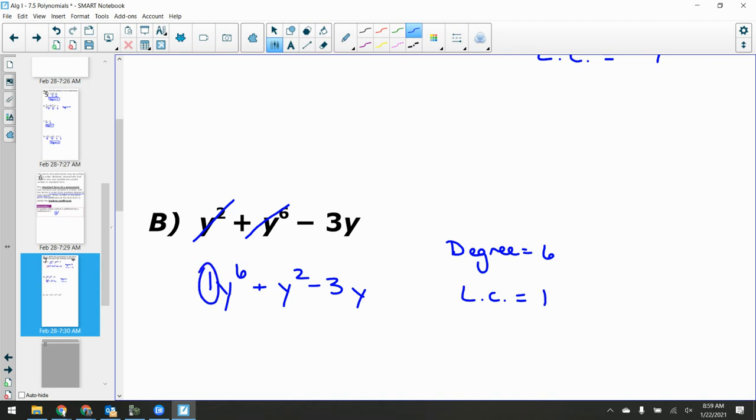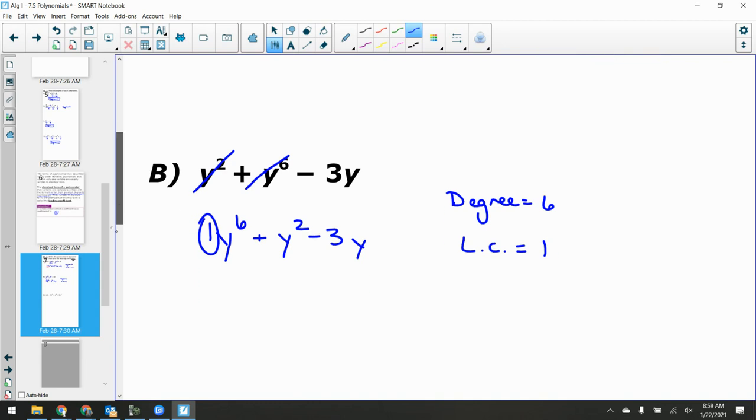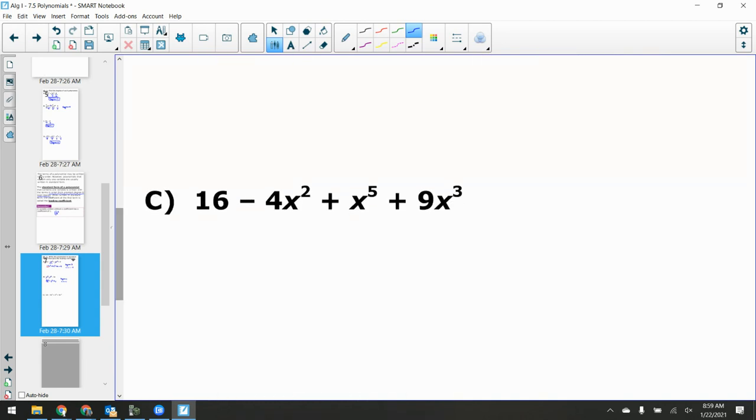Please understand, never give me a leading coefficient with a variable. If you wrote on a quiz or test that the leading coefficient is y to the 6th, I would have to mark that wrong because that's not technically correct. The leading coefficient is a number being multiplied to the variable, not the variable itself. All right, try the last one on your own. Try C on your own.